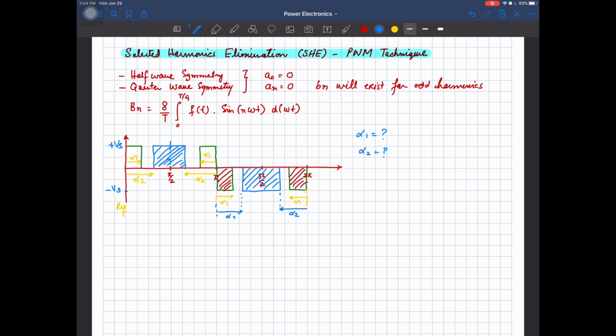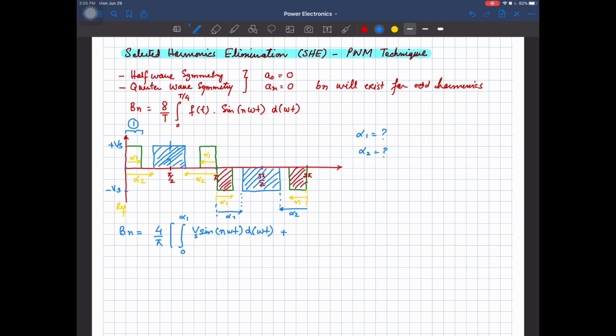Now if I calculate Bn for this waveform, I can write down the expression 4 by pi times the integration of our signal multiplied by sine of n omega t. First of all, I am going to consider this part. Let me call it part 1. It is from 0 to alpha 1. So integration from 0 to alpha 1 of Vs into sine of n omega t with respect to omega t.